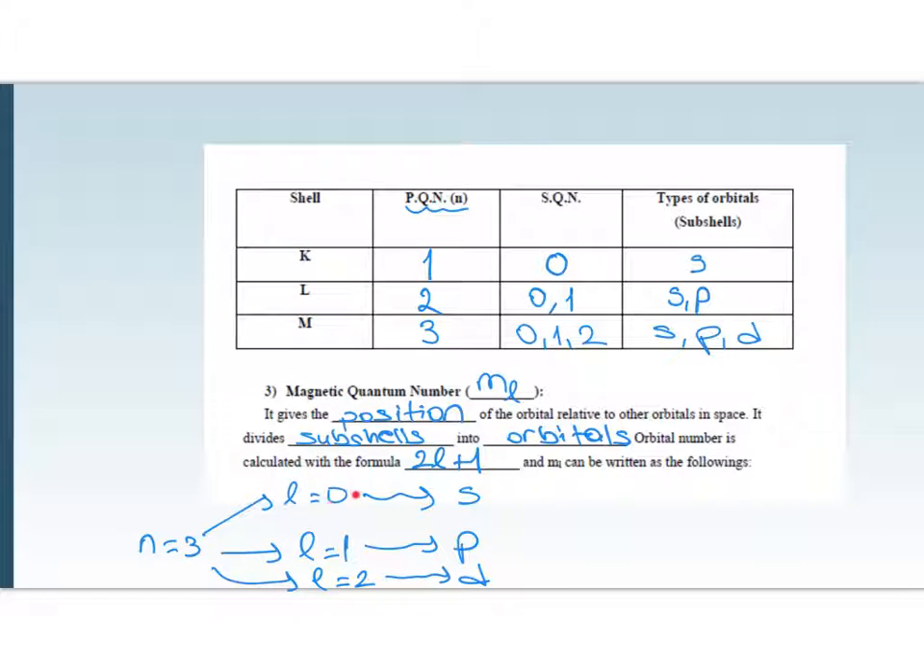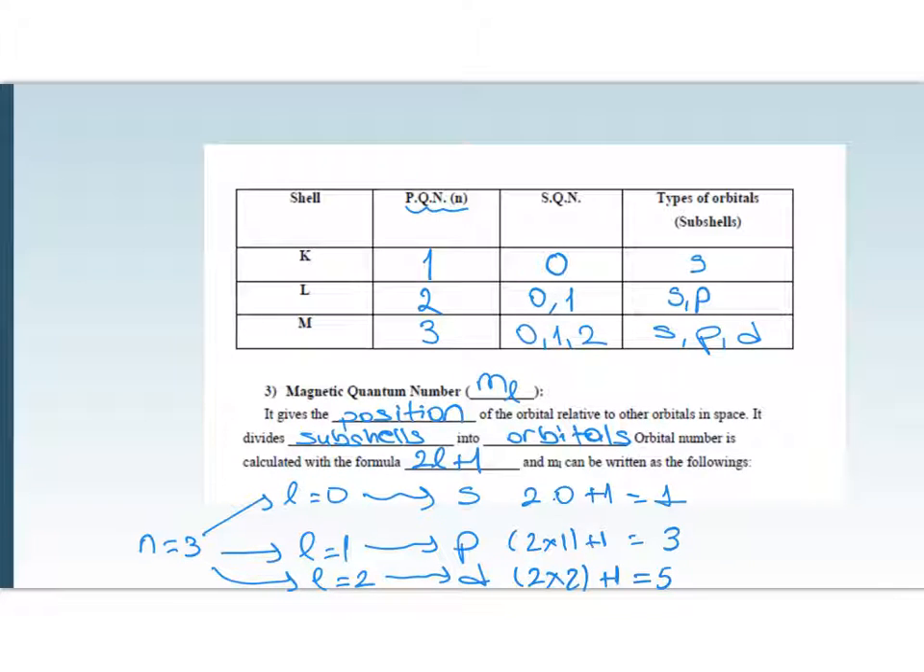So for s, l is equal to 0. So when you put that 0 in this formula instead of l, you're going to end up with 2 times 0 plus 1, you have only one orbital. And for p, 2 times 1 plus 1, you're going to have 3 orbitals. And for d, 2 times 2 plus 1, you're going to find 5 orbitals.